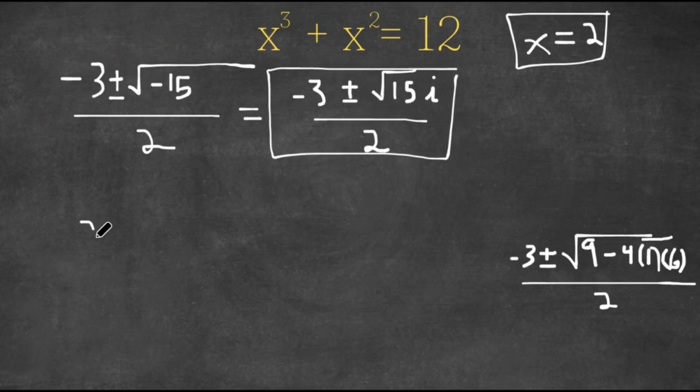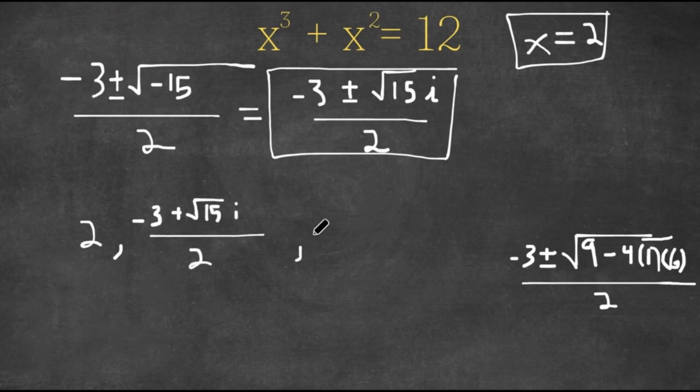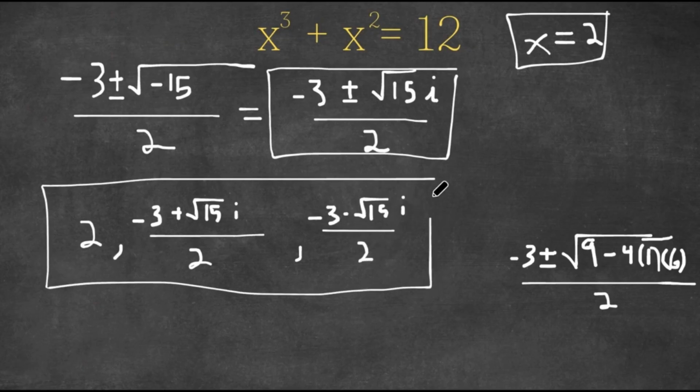So our three solutions are 2, negative 3 plus the square root of 15i over 2, and negative 3 minus the square root of 15i over 2. So these are our three solutions.